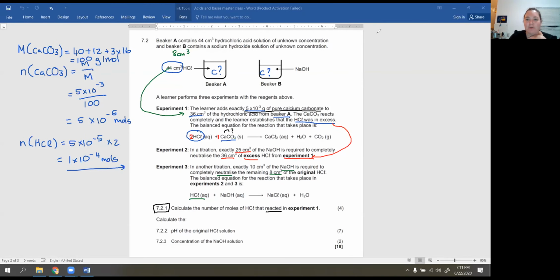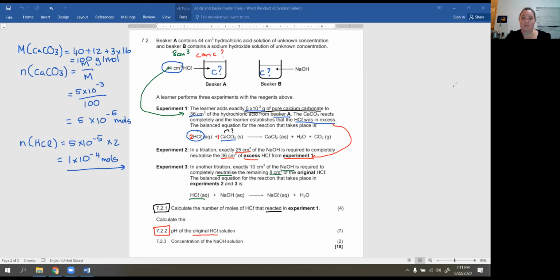Cool. The next question that gets asked here, you can immediately tell is a little bit trickier because it asks us for the pH of the original HCl solution. Now, the problem with this is if you don't know the concentration of the original HCl solution, you're not going to be able to go very far with it. So, in order to do this bit here, you need to do quite a lot of working backwards because what we need to actually know is what is the concentration of the original HCl solution.